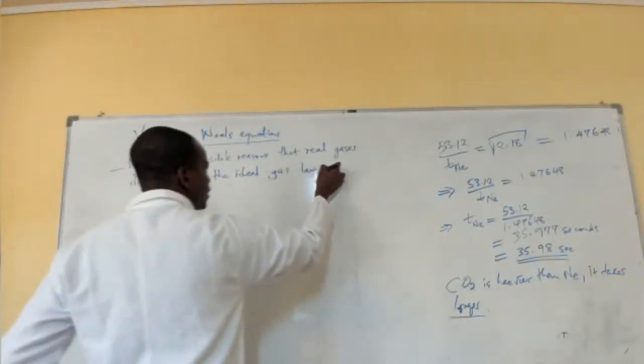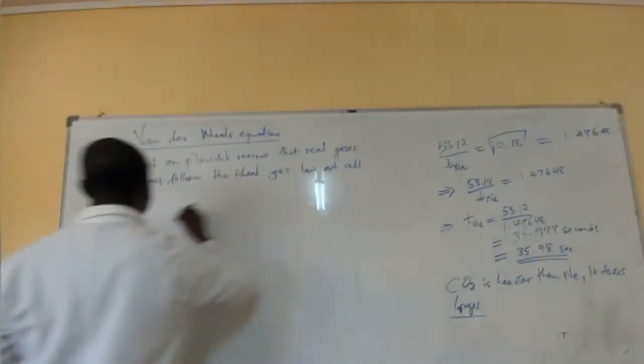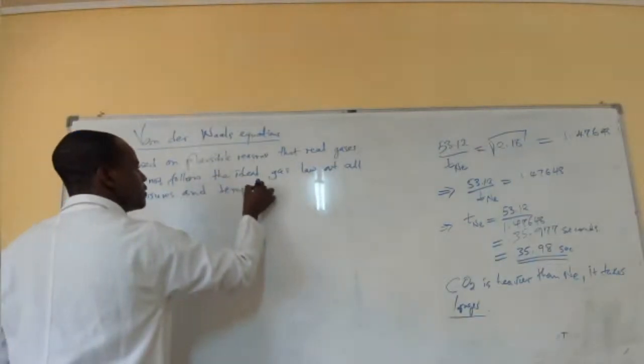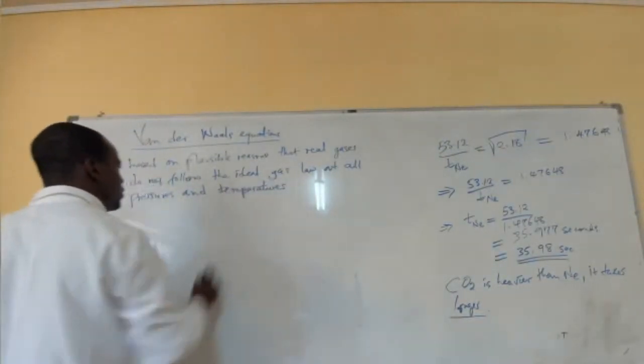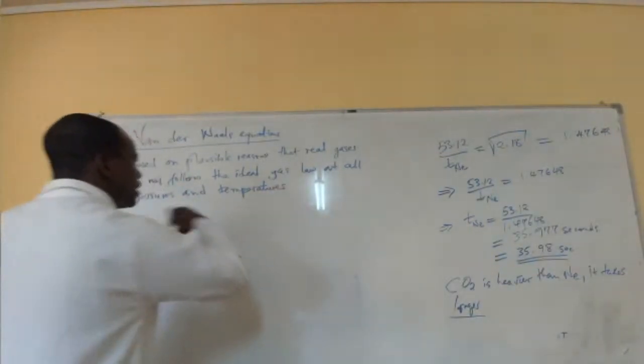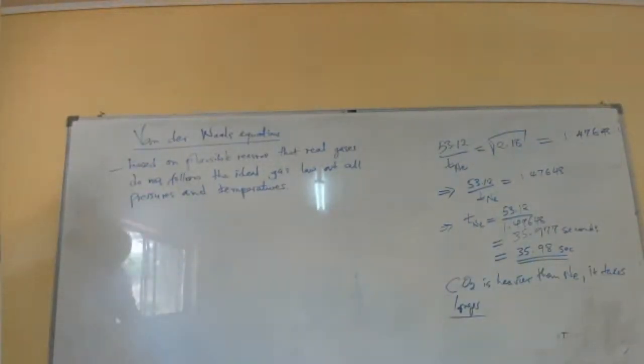at all pressures and temperatures. So the real gases do not follow the ideal gas laws at all pressures and also temperatures. Therefore, the ideal gas law is not exact in dealing with these real gases, although it is very accurate in most situations. So if we need super accurate numbers, then we need to use the van der Waals equation.